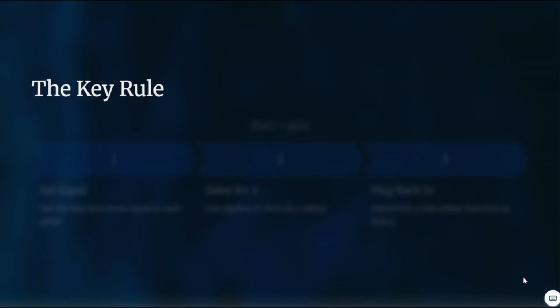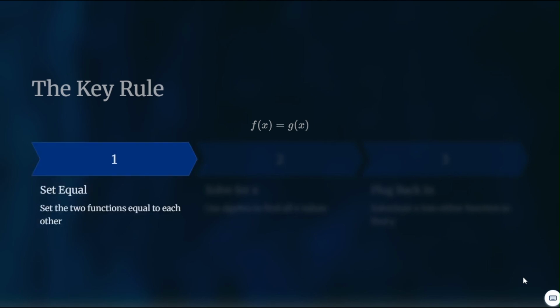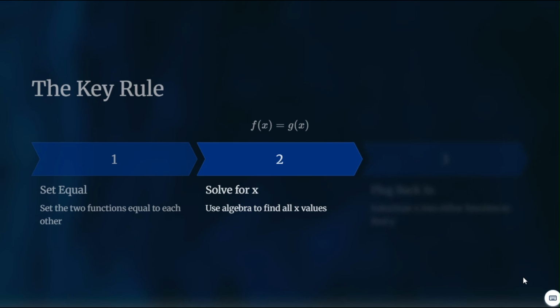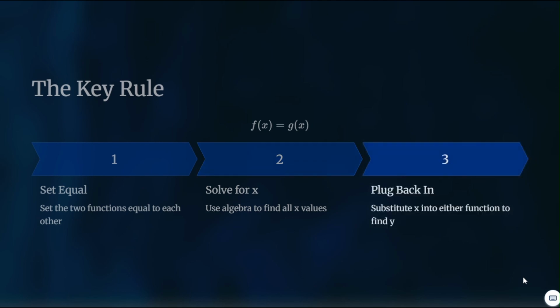Here's the key rule. f of x equals g of x. That is, in order to find the points of intersection, first you need to set the two functions equal to each other. Then use algebra to find all x values. And finally, substitute x into either function to find y. Think set equal, solve, plug back every single time.